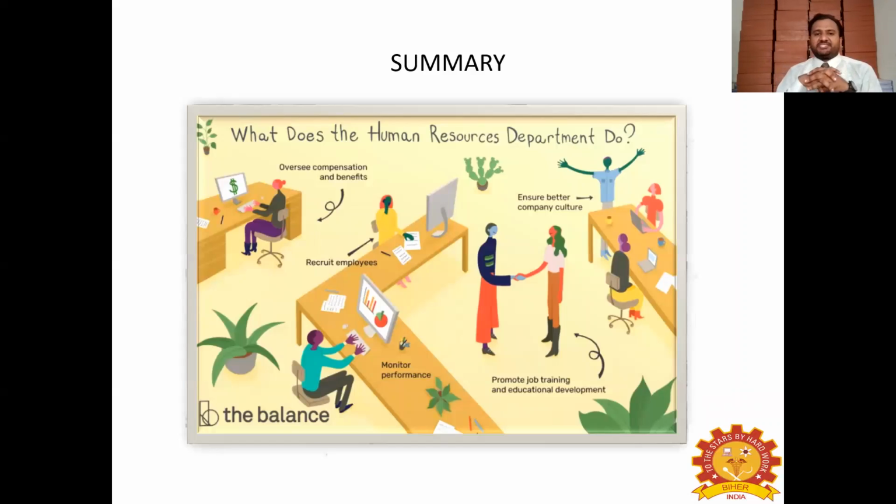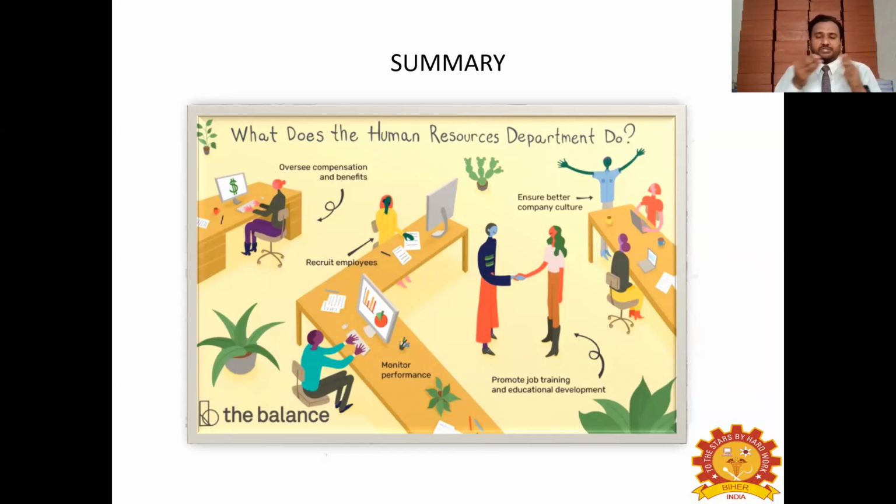So to summarize as a whole, what this human resource department does is they need to recruit new people to fill all the vacant positions of an organization. These vacancy positions are available in each and every department of an organization. Each department carries multiple roles to be filled. If there is any vacancy, say for example 3 managers, 4 supervisors, then these 3 plus 4 have to be filled by recruiting new people. So they recruit employees, they monitor their performance, they oversee their compensation and benefits.